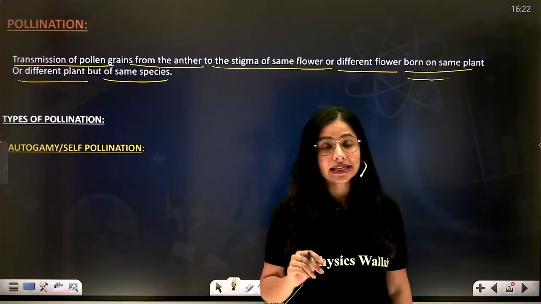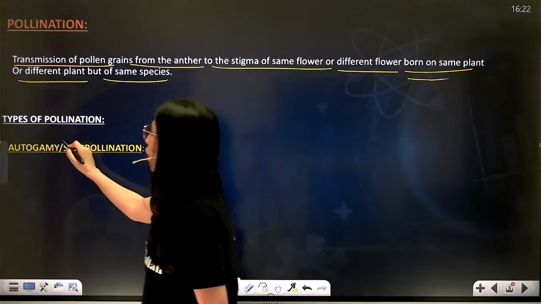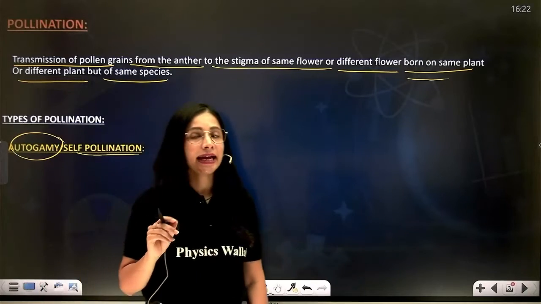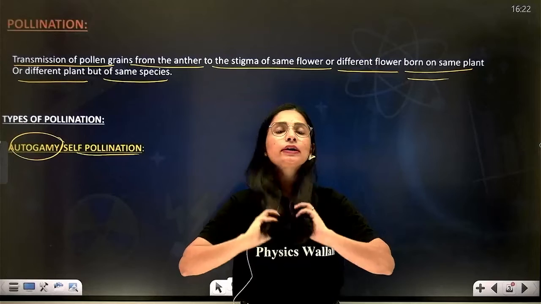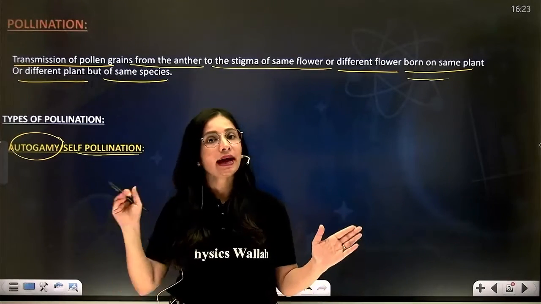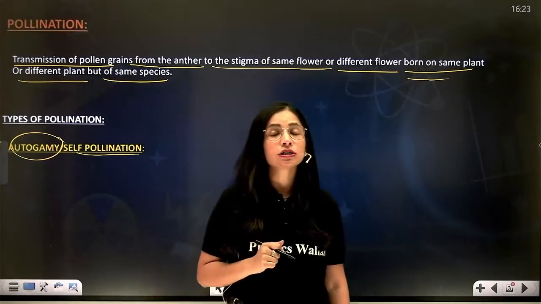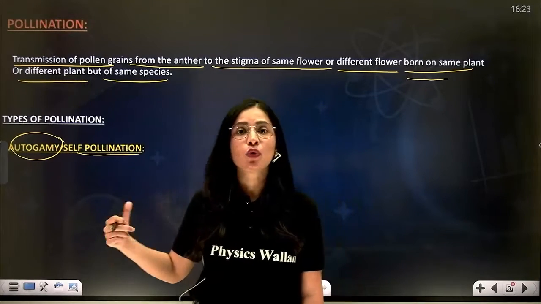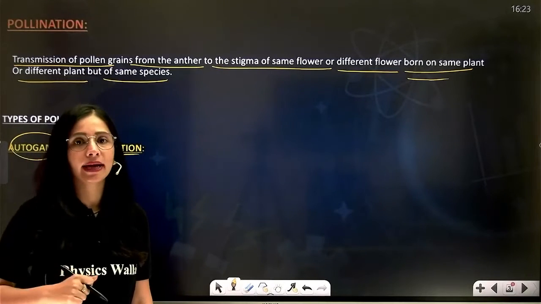Now on this basis we have 2 types of pollination. One, autogamy, which is also known as self-pollination, and second, allogamy, which also means cross-pollination. So basically we have 2 types of pollination: autogamy and allogamy, self-pollination and cross-pollination respectively. So first we are going to understand what is autogamy, and then we will study what is allogamy.